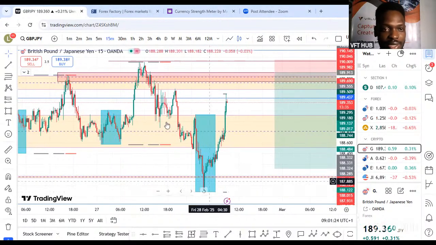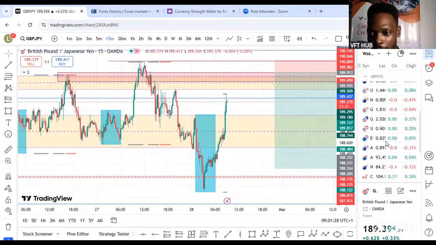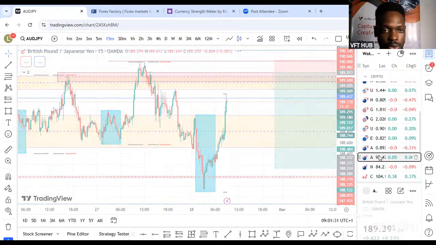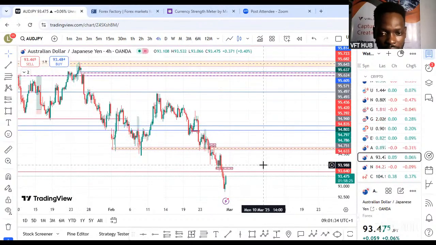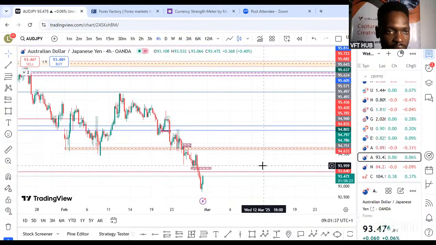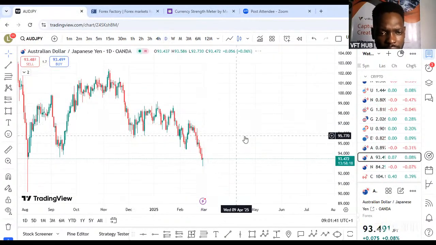GJ has been delivering for the past 2 weeks if you trade it well on your structural basis. All right, so a quick one on AUD JPY on the 4-hour time frame. You are going to observe on the 4-hour time frame that GBP JPY is also very much bearish, but let's see it on the daily time frame.